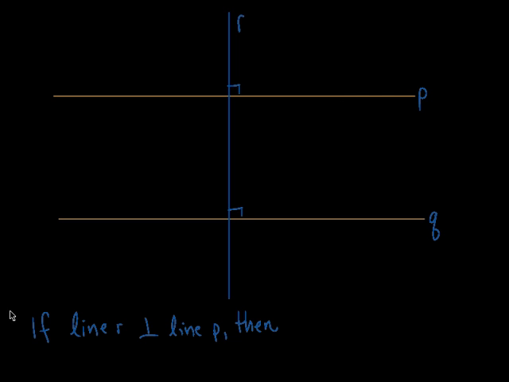No, that's not how I want to say it. Let's try this again. Sorry, my bad. Let's try it like this. I wasn't doing the converse. This is the converse. If lines P and Q, let's say that.